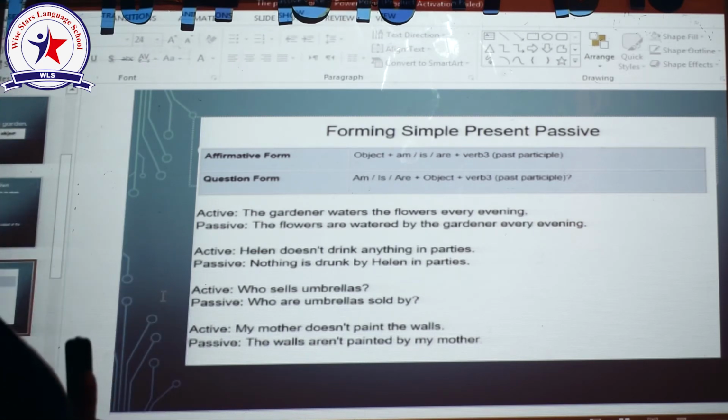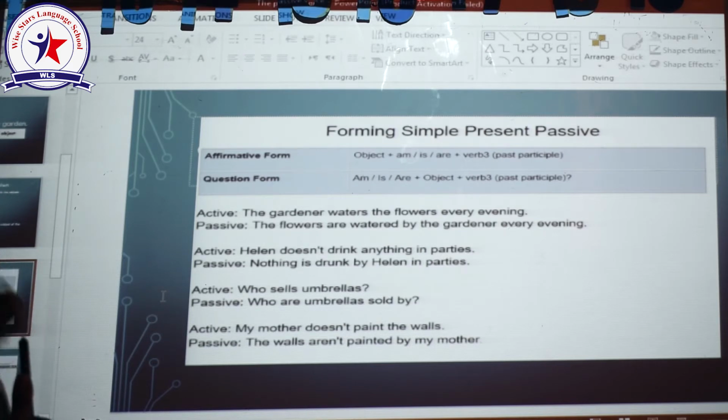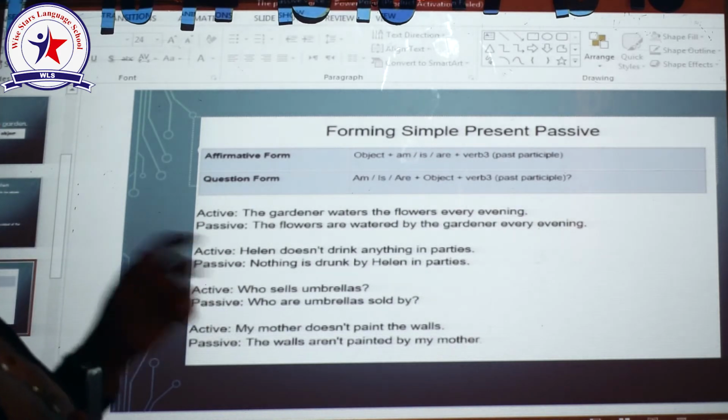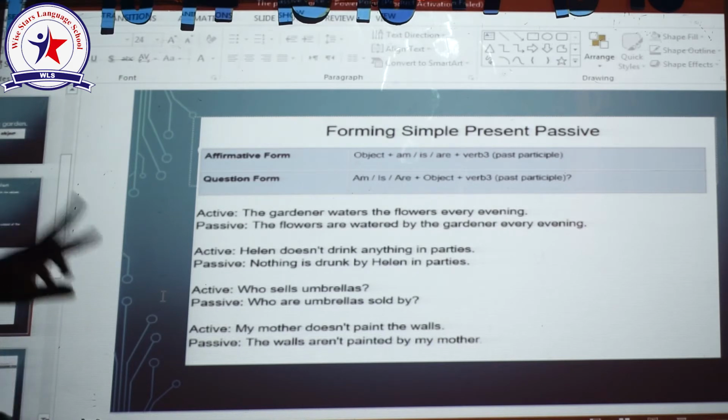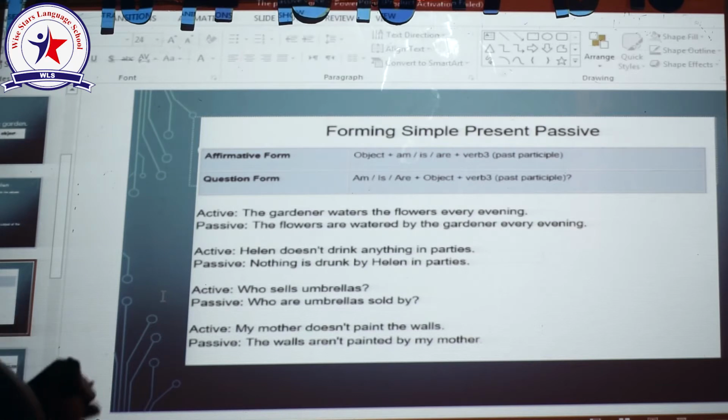Let's move to the second sentence. Active: Helen doesn't drink anything in parties. Helen, subject. Doesn't drink, verb. Anything, object. And in parties is the completion of the sentence. In the passive, it will be nothing, because anything and the negative form in doesn't will be nothing. So, nothing, followed by verb to be, is, followed by the past participle form of the main verb, drink, drank, drunk. So, nothing is drunk by Helen in parties.